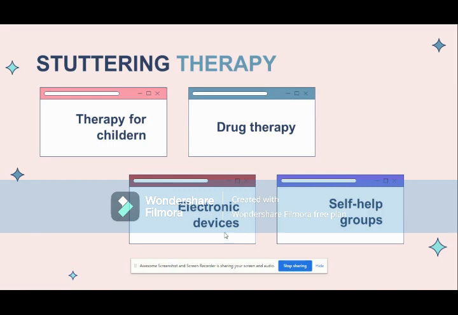Stuttering therapy. Although there is currently no cure for stuttering, there are a variety of treatments available. The nature of the treatment will differ based upon a person's age, communication goals, and other factors. And if you stutter, it is important to work with a speech language pathologist to determine the best treatment options. And the first we have therapy for children.